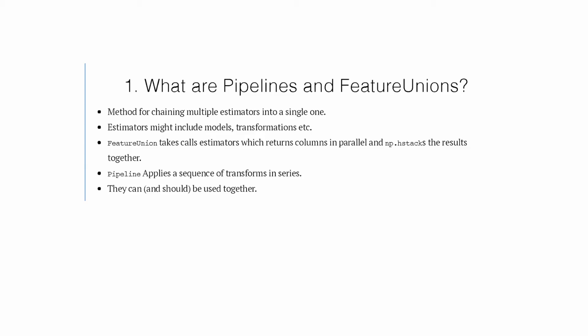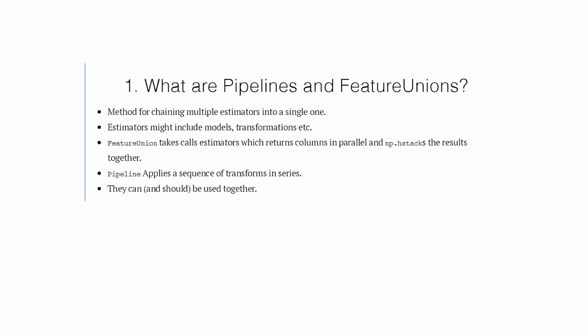Okay, so pipelines and feature unions. How many of you have ever used these things before? A few. Okay, so it's pretty simple, really. It's a method for chaining multiple estimators into a single estimator. And an example of an estimator in scikit-learn is linear regression. It has a fit and a transform method. Almost everything in scikit-learn has a fit and a transform method.